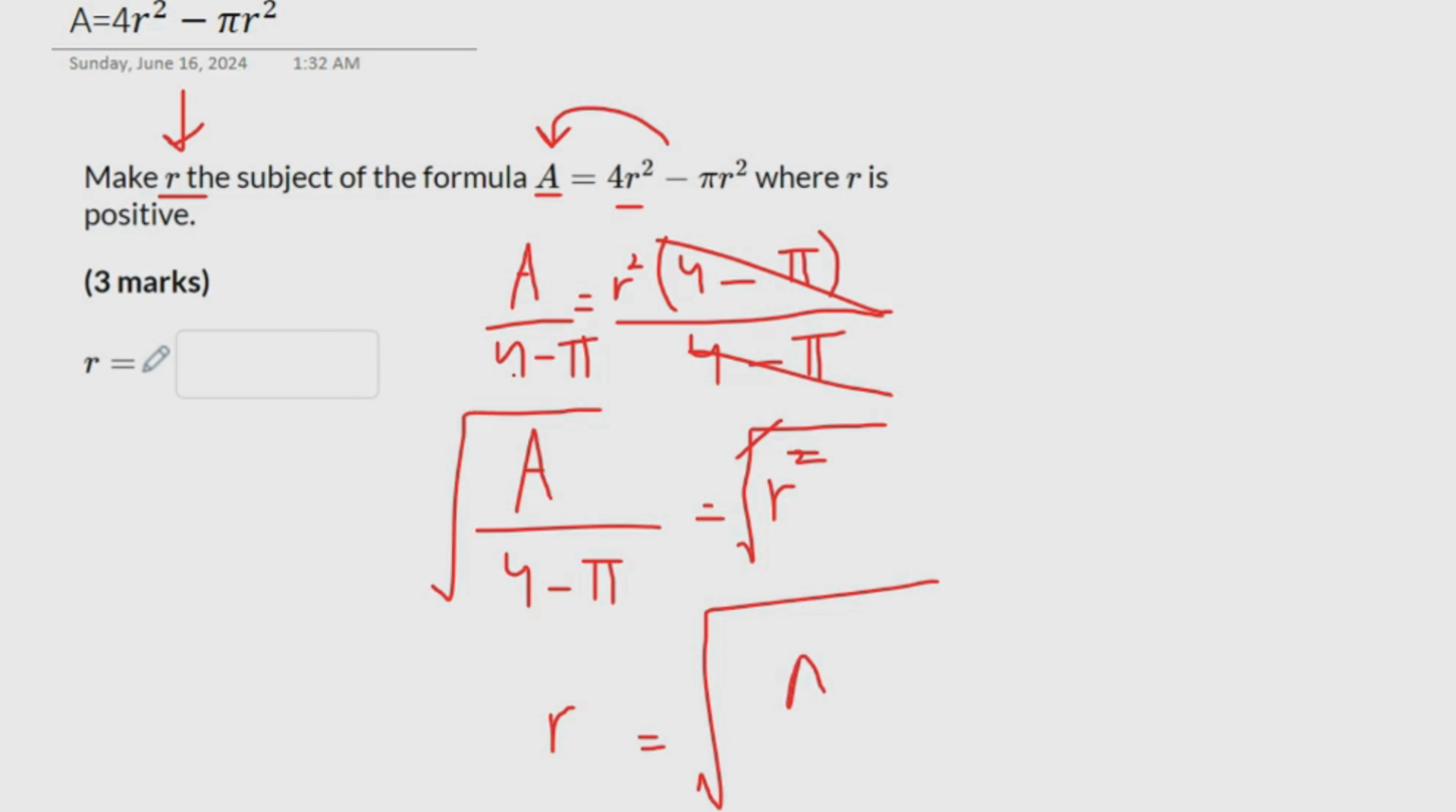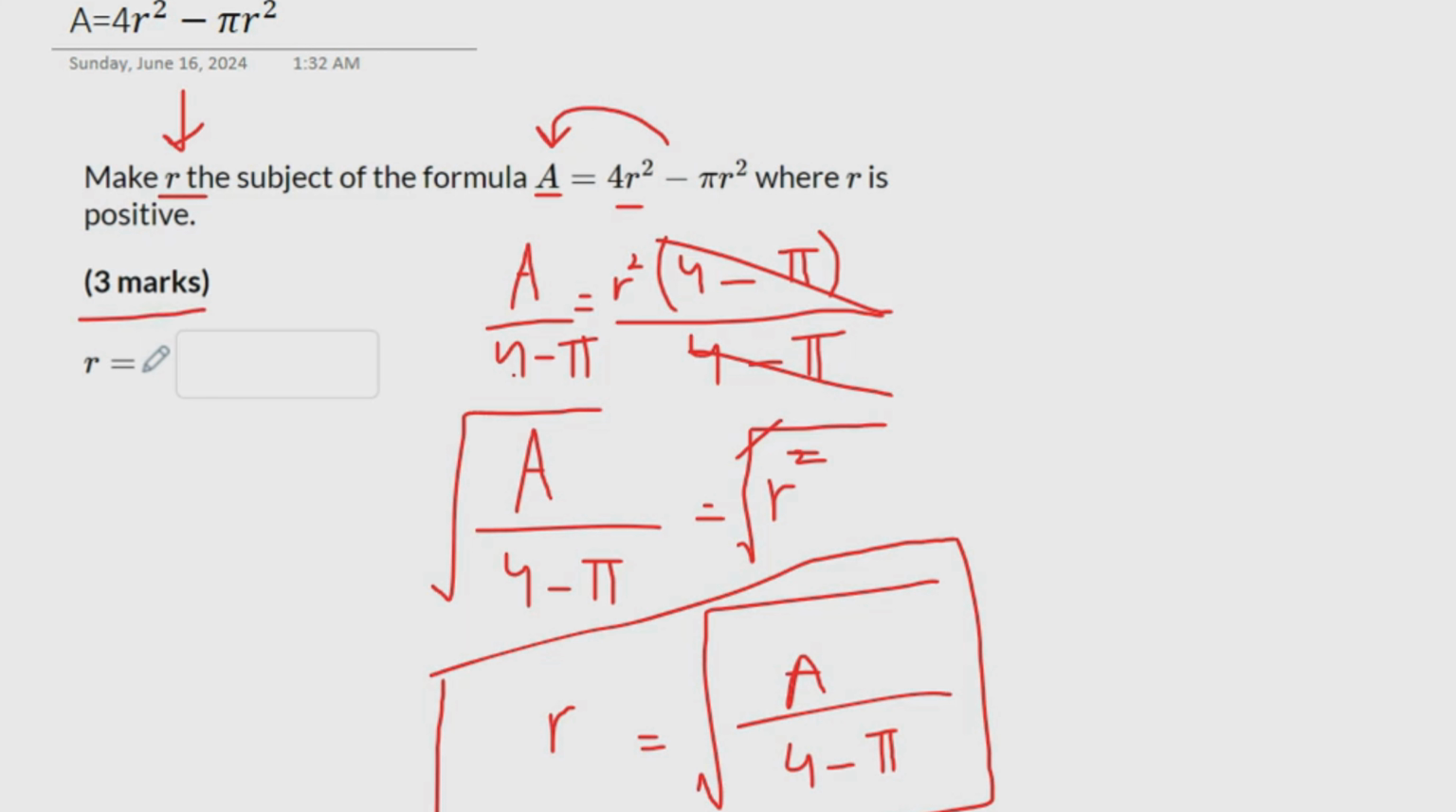R is equal to square root of A out of 4 minus pi. And that is our answer. That is the new formula that we have generated, where R is the subject.